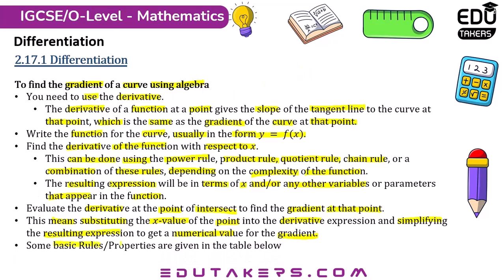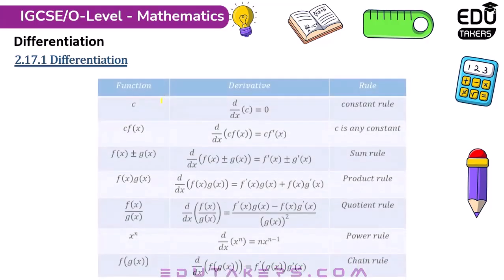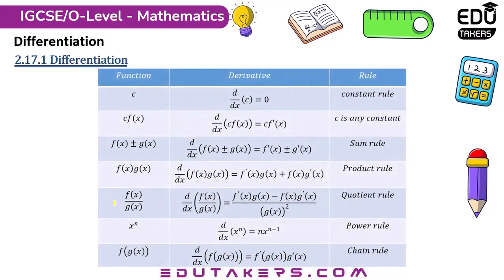Some basic rules or properties are given in the table below. Some functions and their derivatives are given. If we have a constant function, its derivative will be 0. If a constant is multiplied by the function, then we just apply the derivative to the function. The constant will remain the same. And this is the sum rule.